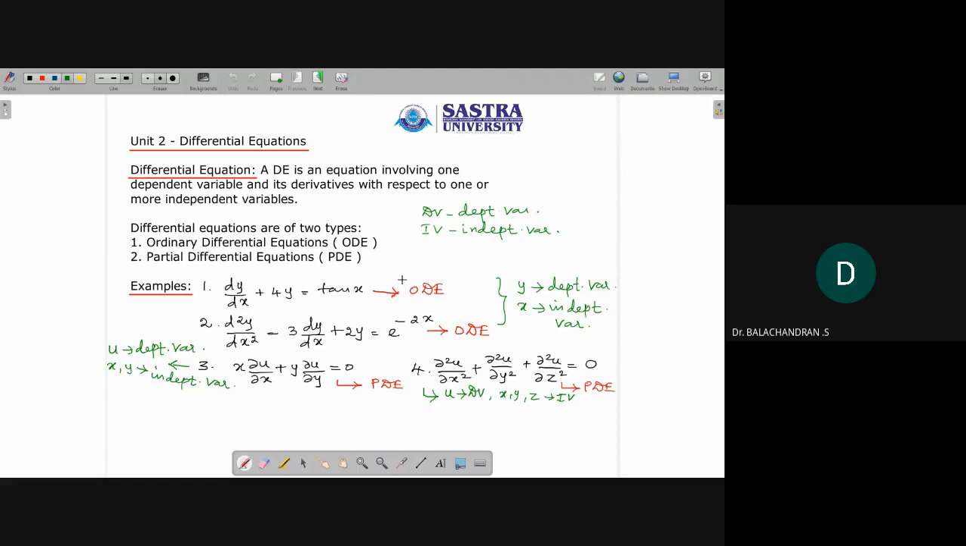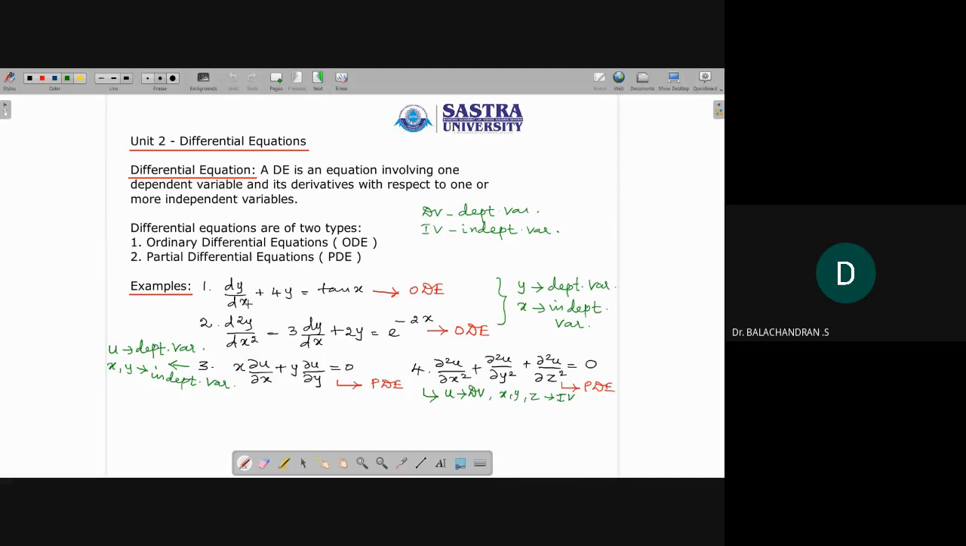This is an example of an ordinary differential equation: dy by dx plus 4y equal to tan x. This is a first order differential equation. d square y by dx square minus 3 into dy by dx plus 2y equal to e power minus 2x is a second order differential equation. The third one, x into dou u by dou x plus y into dou u by dou y equal to 0, has partial derivatives, and hence this is a PDE.